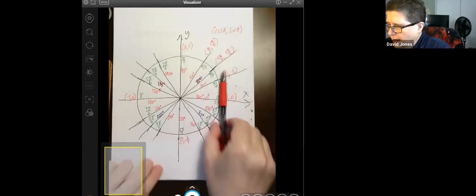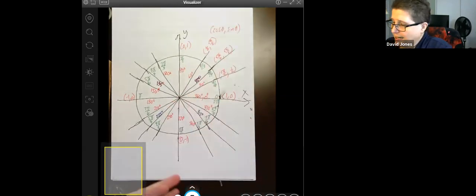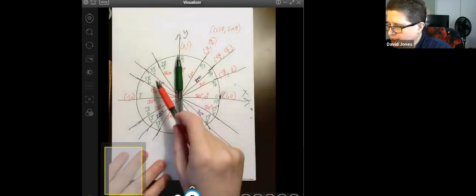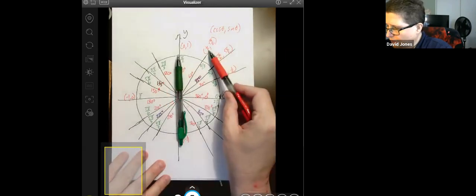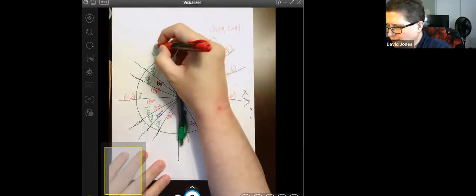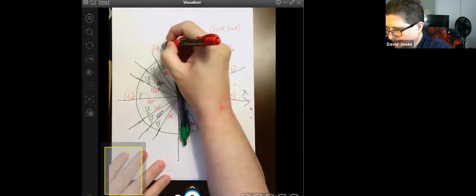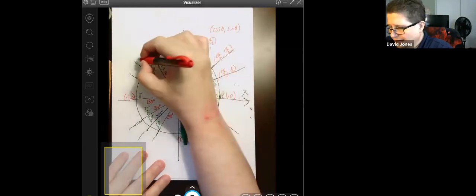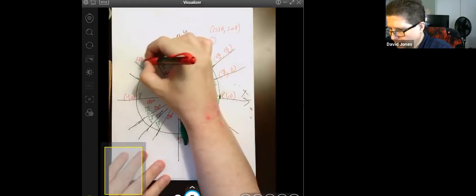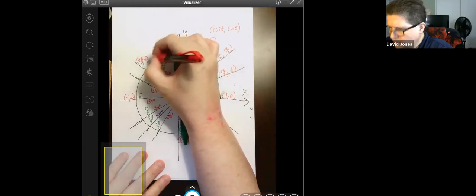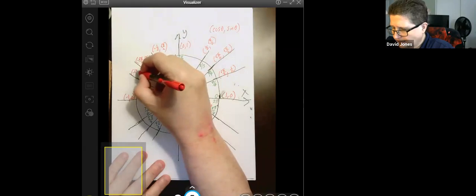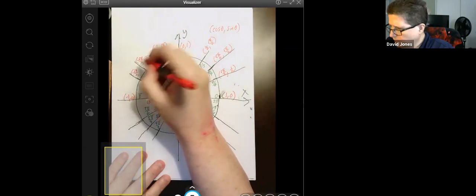Now, I'm just going to reflect them over this y-axis. And when I do, the x becomes negative. So I'm going to have 1/2 and root 3 over 2 over here, but the x is negative. I'll reflect that one over. The x is negative. And I'll reflect that one over, and the x is negative.